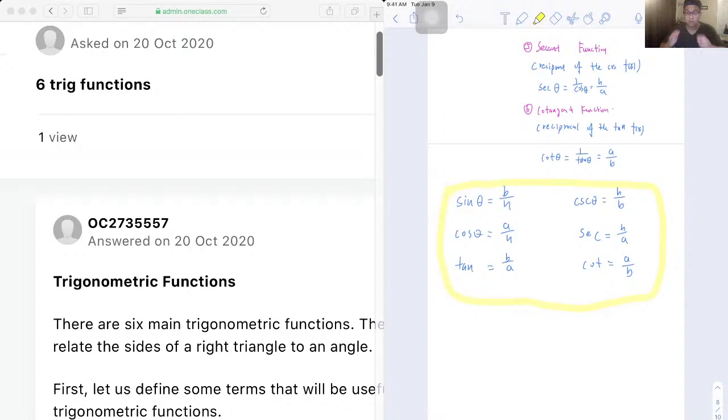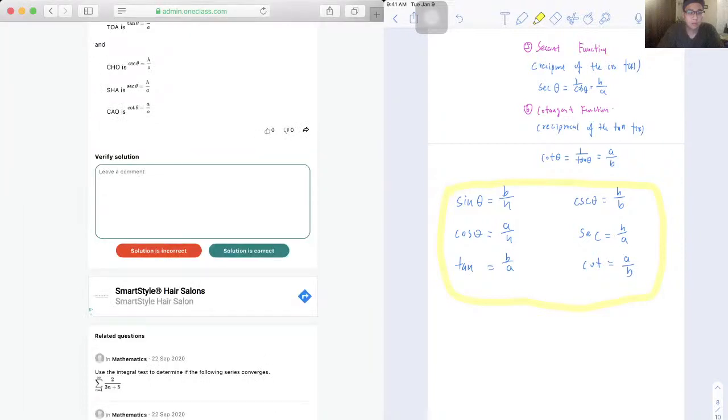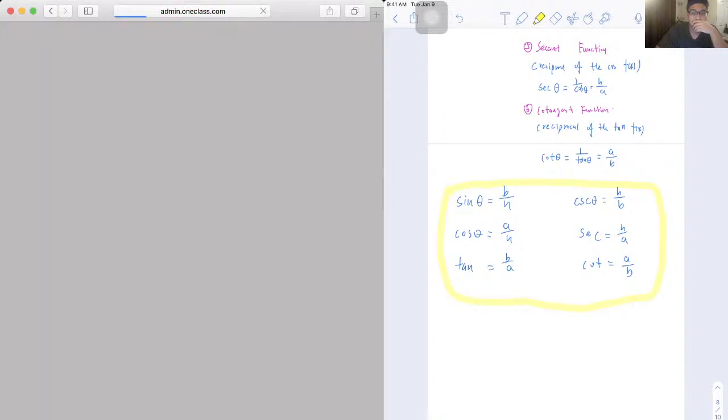Let's leave a comment there. Oops. Just need to charge my computer real quick. Yeah.